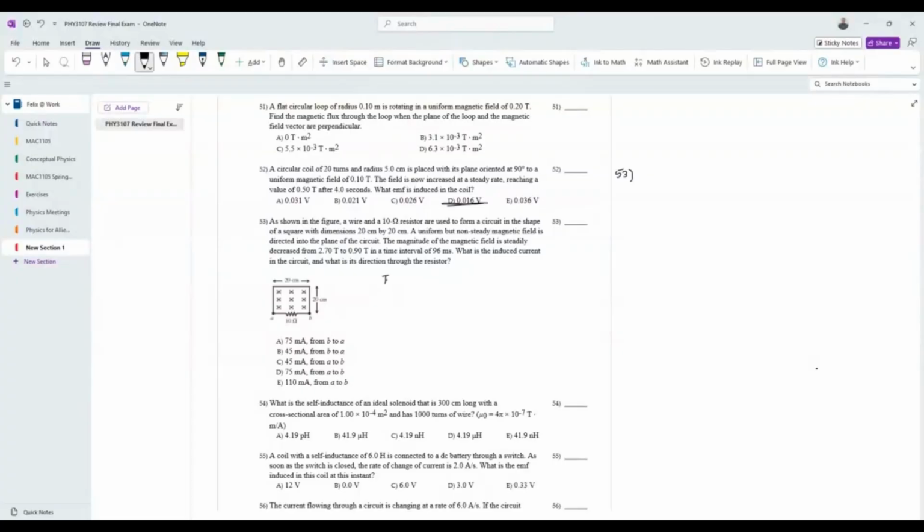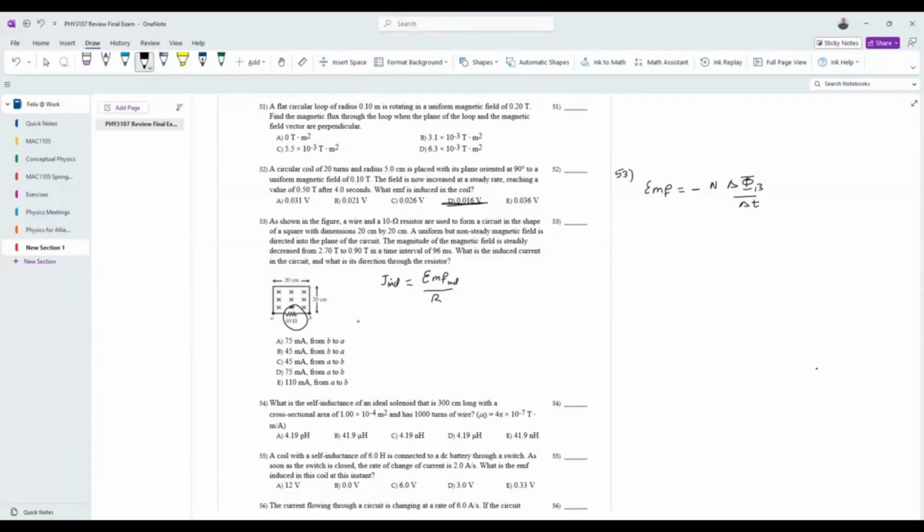Well, the current that will be induced will be equal to the electromotive force that is being induced divided by the resistance of this resistor we see over here. So now we have to do a similar process to exercise number 52 to calculate this electromotive force induced. We know that it is minus N delta phi B over delta t.